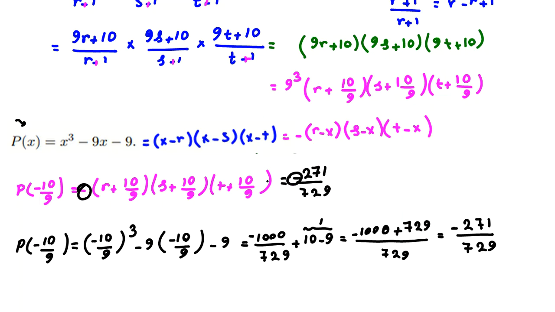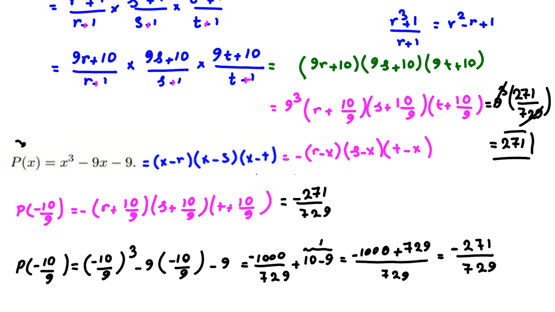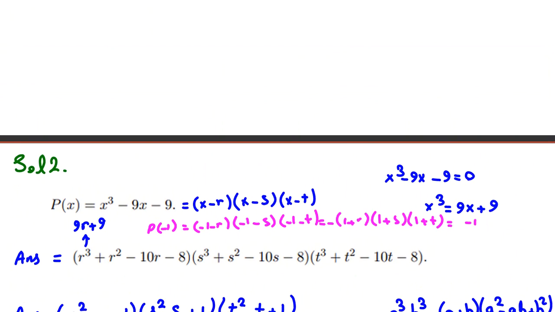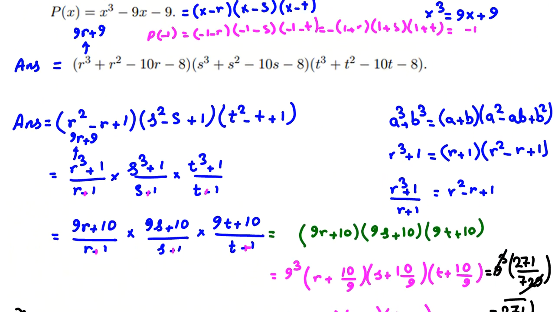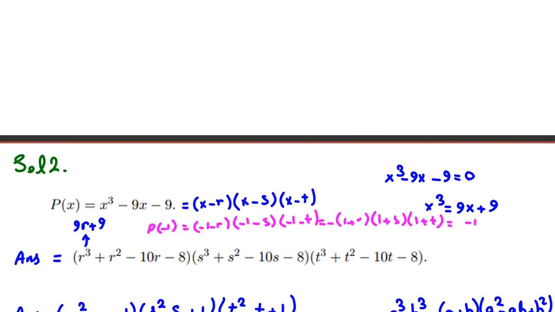Because we have negative negative, the inside part is positive. So it will be 9 cubed over 271 over 729. We can cancel these two things and it will be 271. Okay, so that was solution number 2. We've calculated this a little. Solution number 1 was more logical, but it was also good to see how we can solve this problem with this idea.